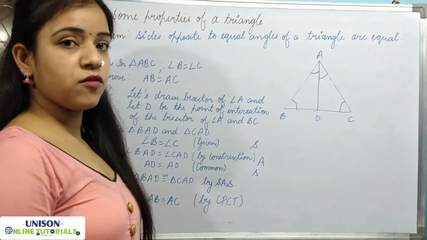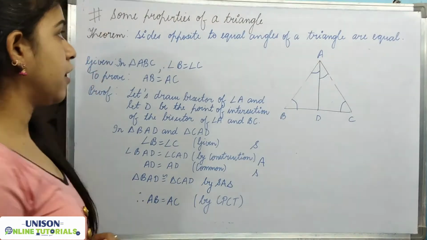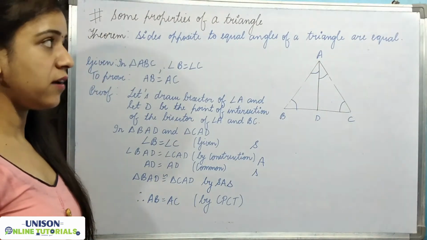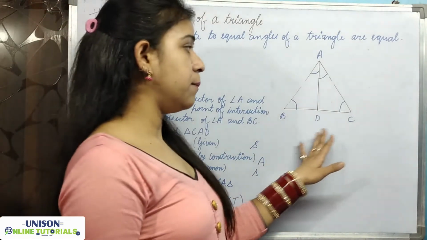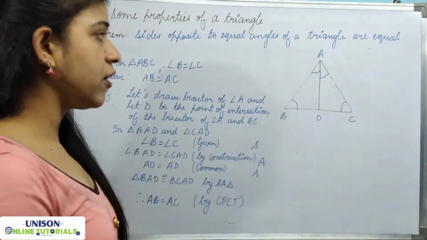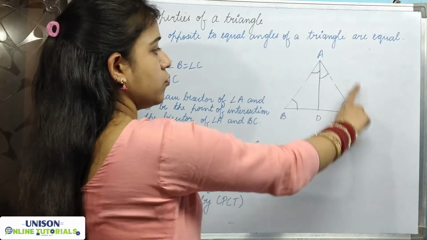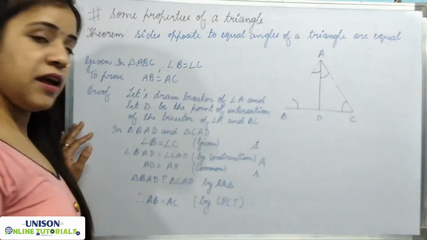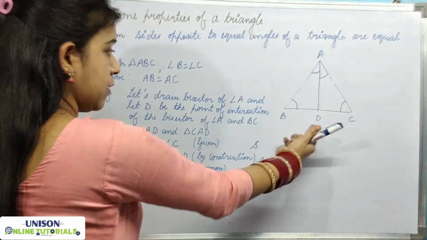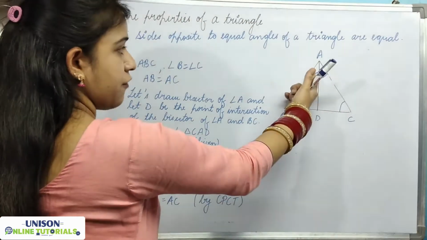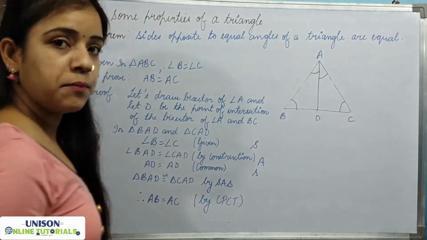Now we will discuss the converse of the previous theorem. Sides opposite to equal angles of a triangle are equal. Here in this case it is given that angle B equals angle C, and we have to prove that AB equals AC. So again the same construction, let's draw the bisector of angle A and D be the point of intersection of the bisector of angle A and BC.